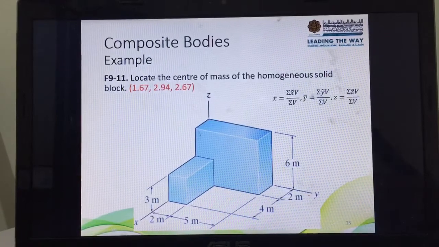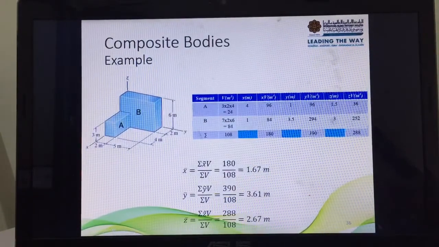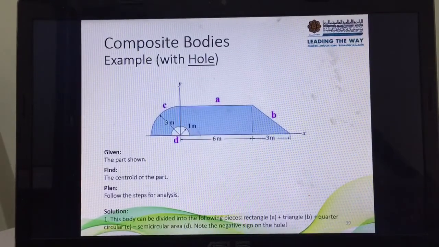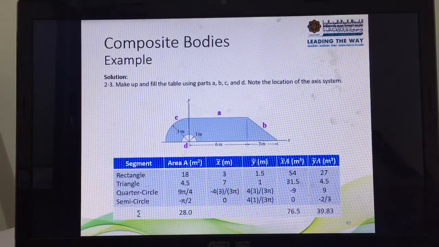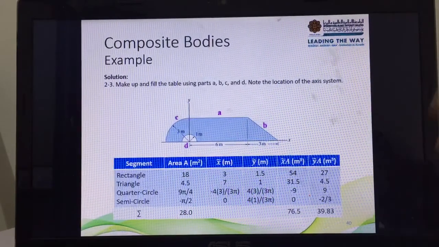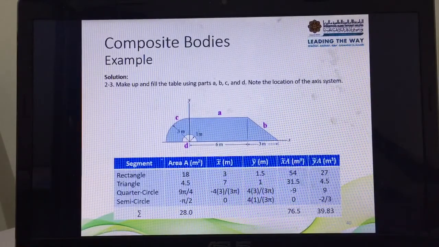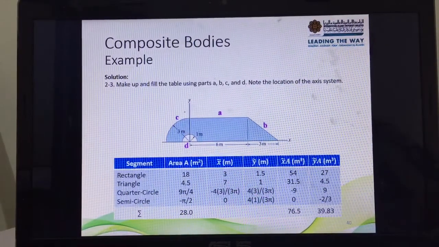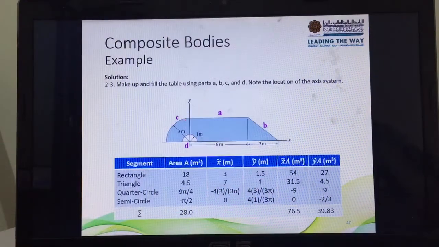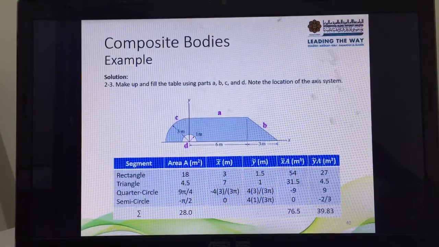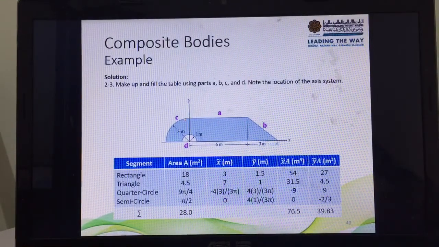Okay, more examples. Some of these examples will be in the tutorial videos, so check out the tutorial videos. I'll solve them there. Probably I'll do the solution for this as well, because now you have this quarter circle and semicircle. So you have specific formulas. Actually, they are in the back pages of your statics textbook. You can find the location of the centroid for the quarter circle and semicircle.